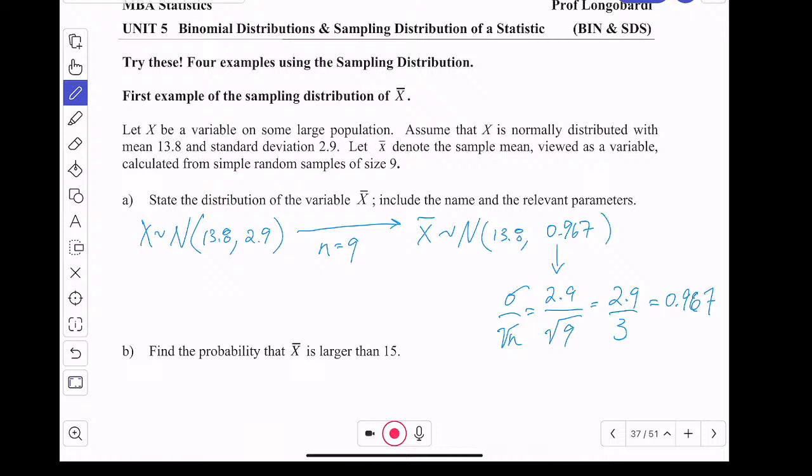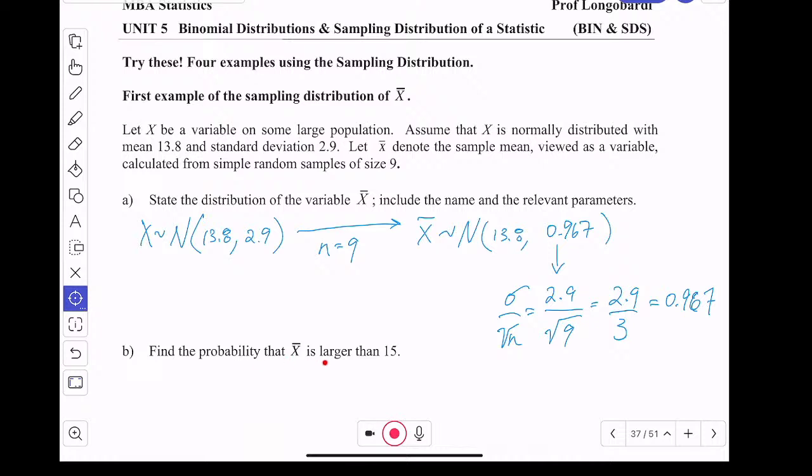So the question was, state the distribution of the variable x bar, include the name and the relevant parameters. So I've done that. I use the first part of the results I mentioned because I know that X is normally distributed. I can say that X bar is also normally distributed regardless of the sample size. And now I can make predictions about what to expect in my sample.